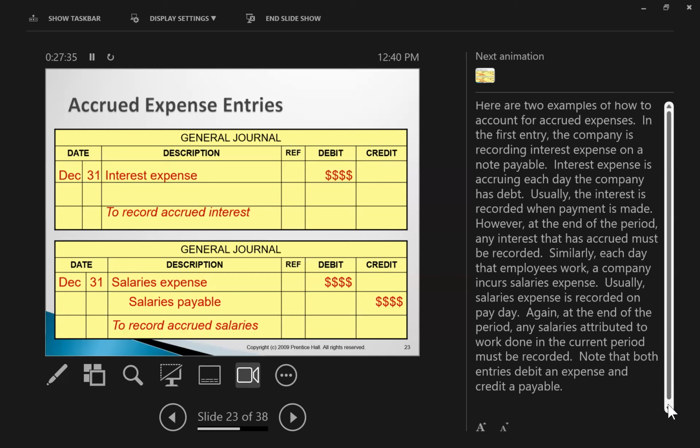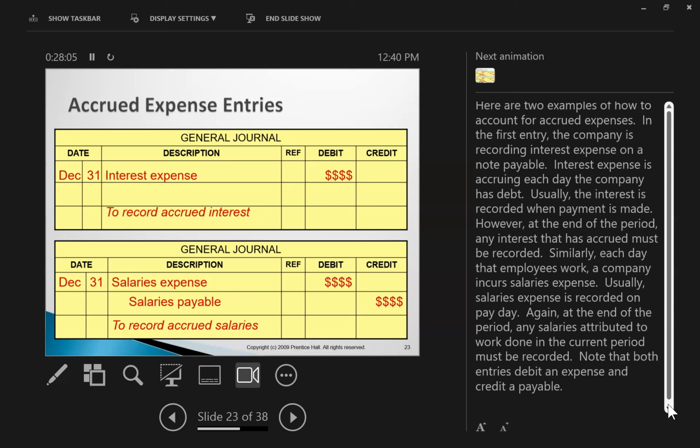And that also goes for interest. Now, interest expense is accruing each day the company has debt. Usually the interest is recorded when the payment is made. But like salaries, at the end of the period, any interest that's accrued has to be recorded. I might not be paying my interest in this period, but I've still accrued an interest expense that I have to record. Okay, so this is how we would do it.